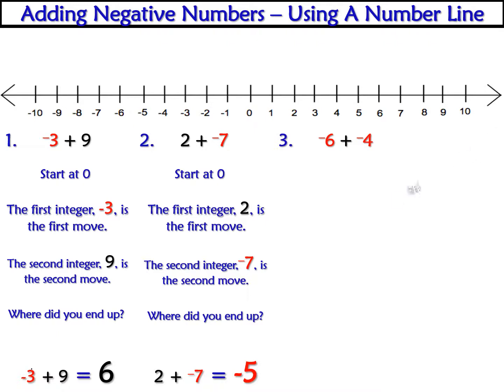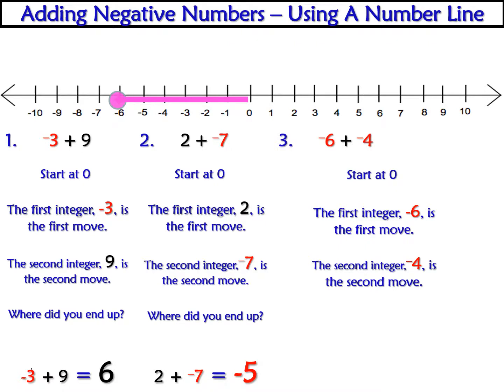Last one. Let's model that first integer of negative 6 by starting at 0 and then moving 6 backwards. And now let's model the second integer of negative 4 by moving 4 more backwards. And as you can see, we landed on negative 10.